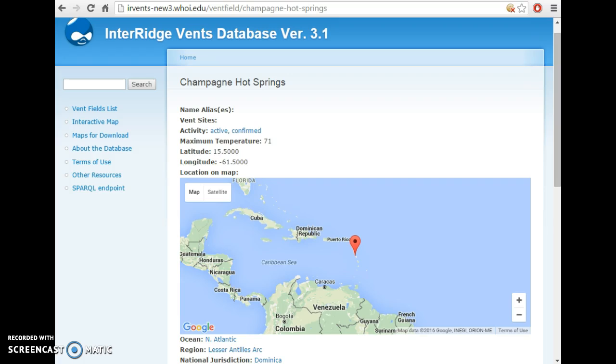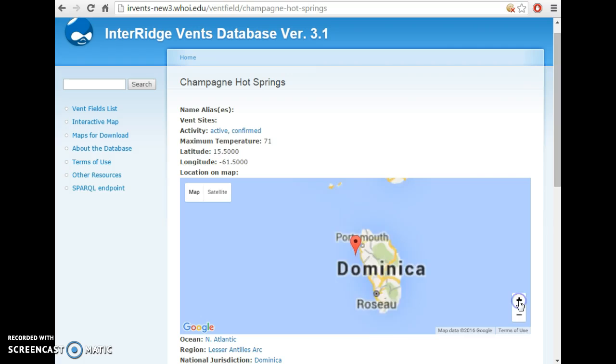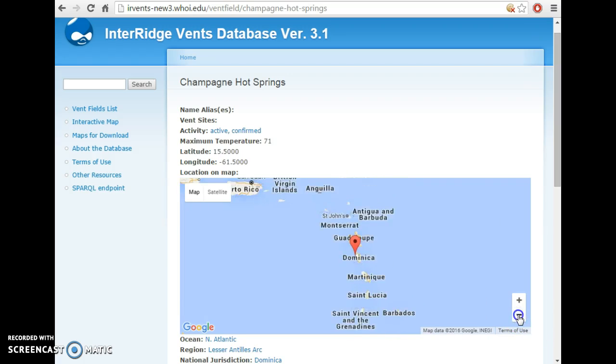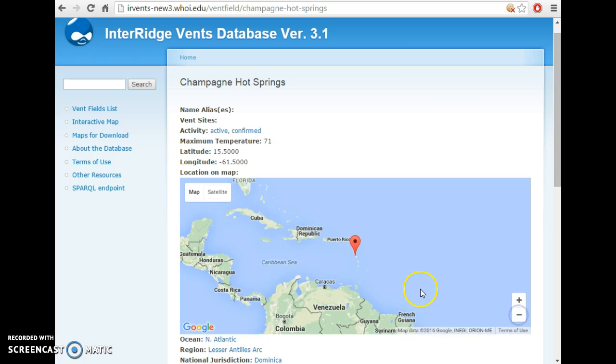I found this Interridge Vents database. It took a little bit of searching, but I was able to find it in about 3 minutes, and I was able to locate, using this map, where the Champagne vents are located, and they're off the island of Dominica in an area known as the Lesser Antilles in the Caribbean.